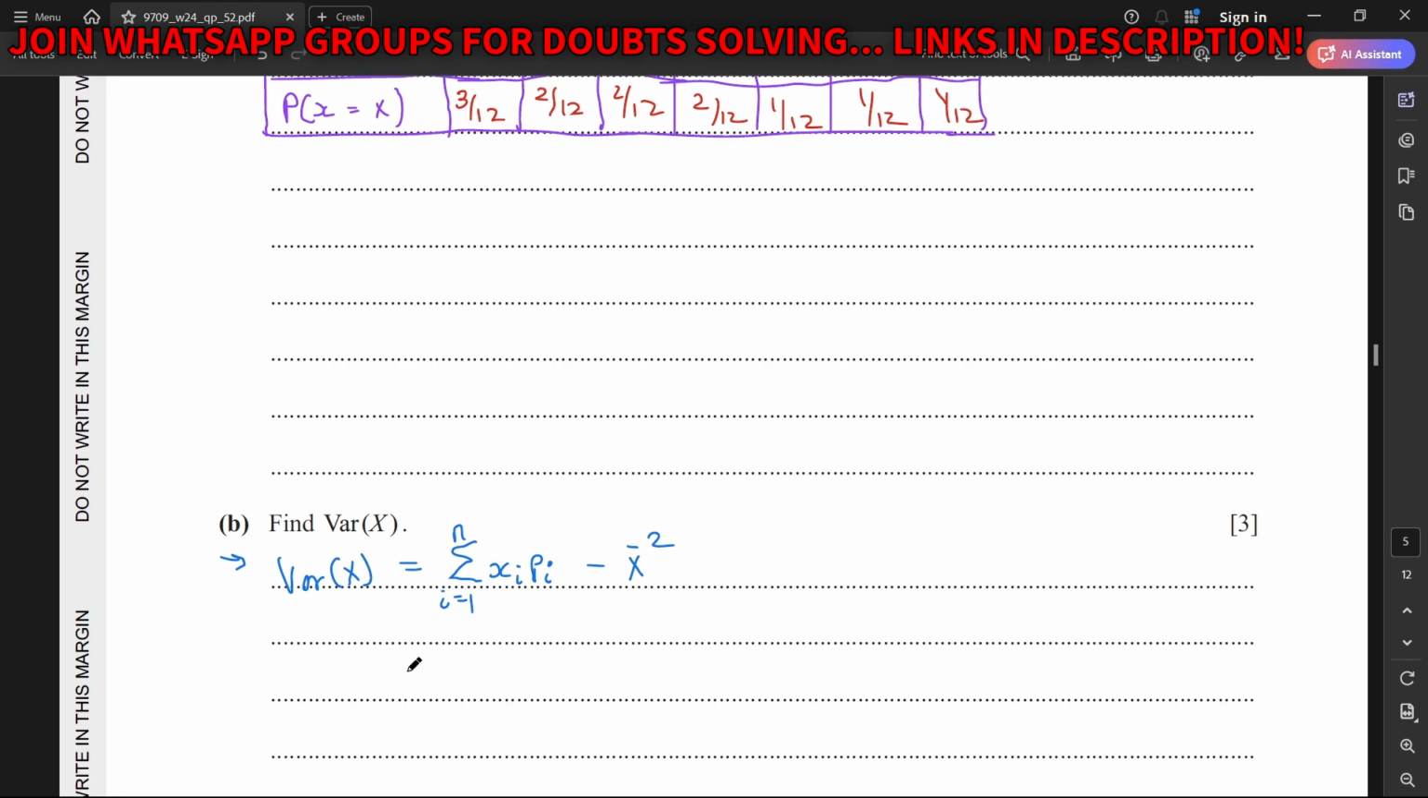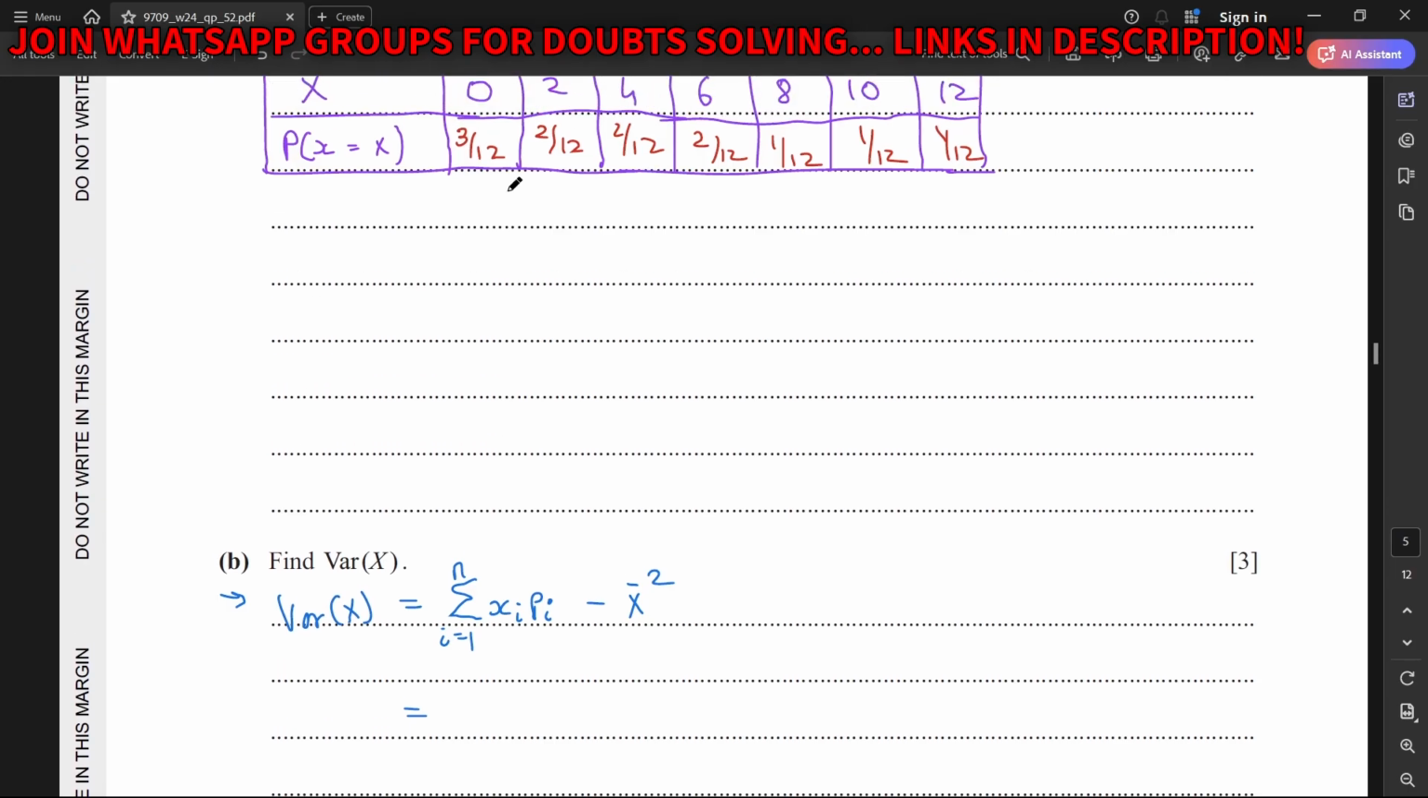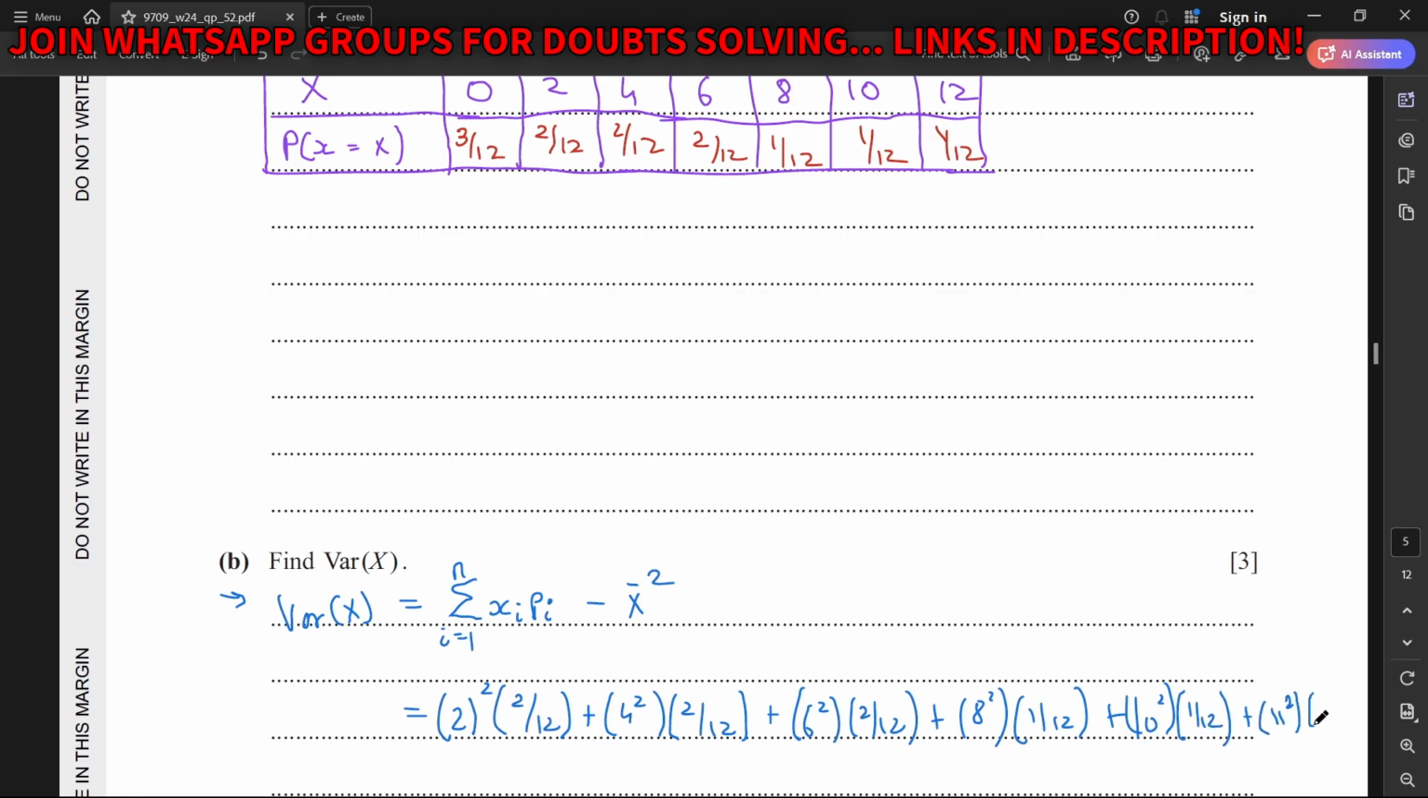So based on this, we are going to get 0 square into 3 by 12. I don't need to write it. Then I have 2 square into 2 by 12. Then I'm having 4 square into 2 by 12 plus 6 square into 2 by 12 plus 8 square into 1 by 12 plus 10 square into 1 by 12, and lastly 12 square into 1 by 12.